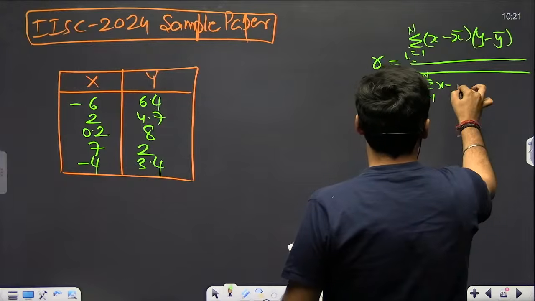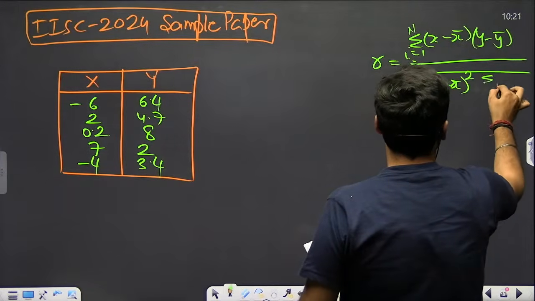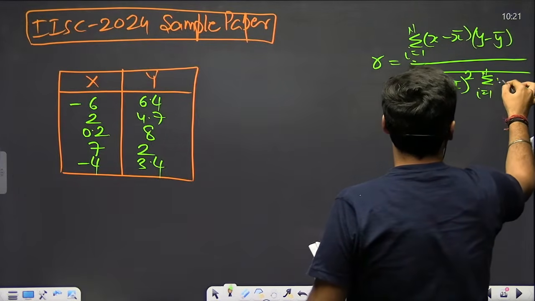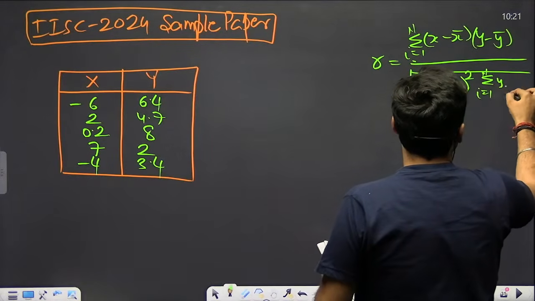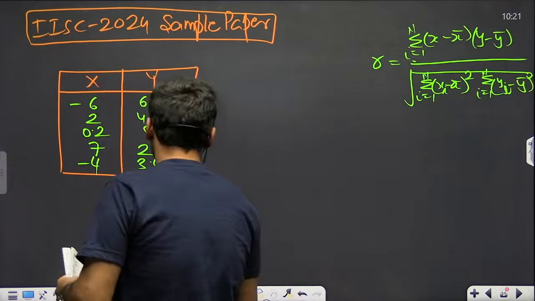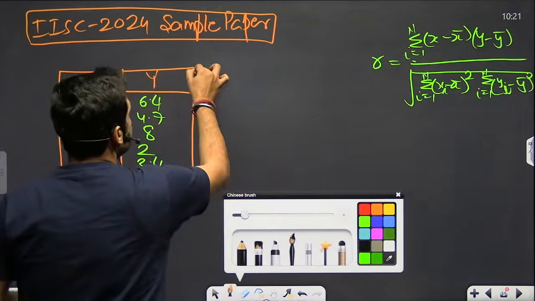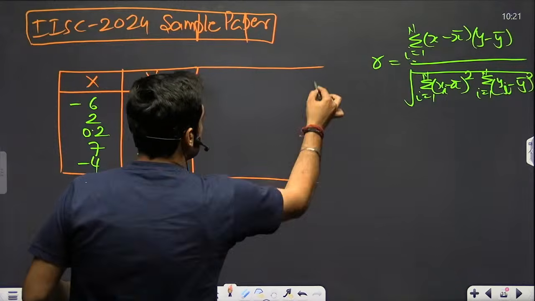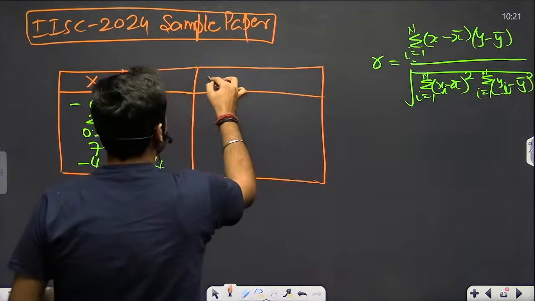under root of summation of i equals 1 to n, (xi minus x bar) whole square, summation of i equals 1 to n, (yi minus y bar) whole square, right? So this is the formula. So I can just extend the table. Whenever you get these sort of questions, you have to extend the table.